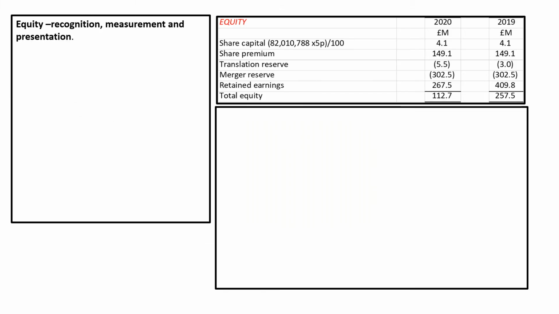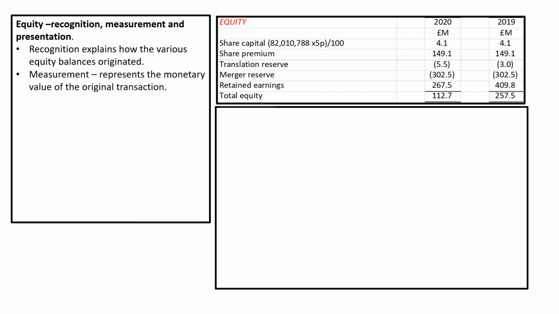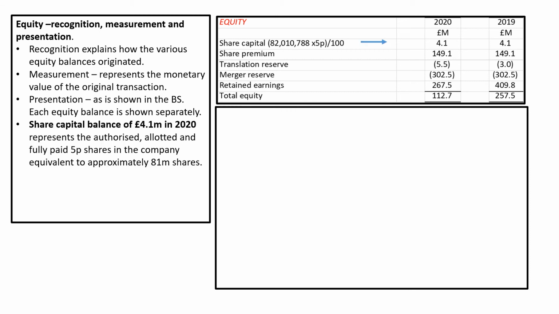Equity: recognition, measurement and presentation. Recognition explains how the various equity balances originated. Measurement represents the monetary value of the original transaction. Presentation is as shown in the balance sheet. Share capital balance of 4.1 million in 2020 represents the authorized, allotted and fully paid 5p shares in the company, equivalent to approximately 81 million shares.